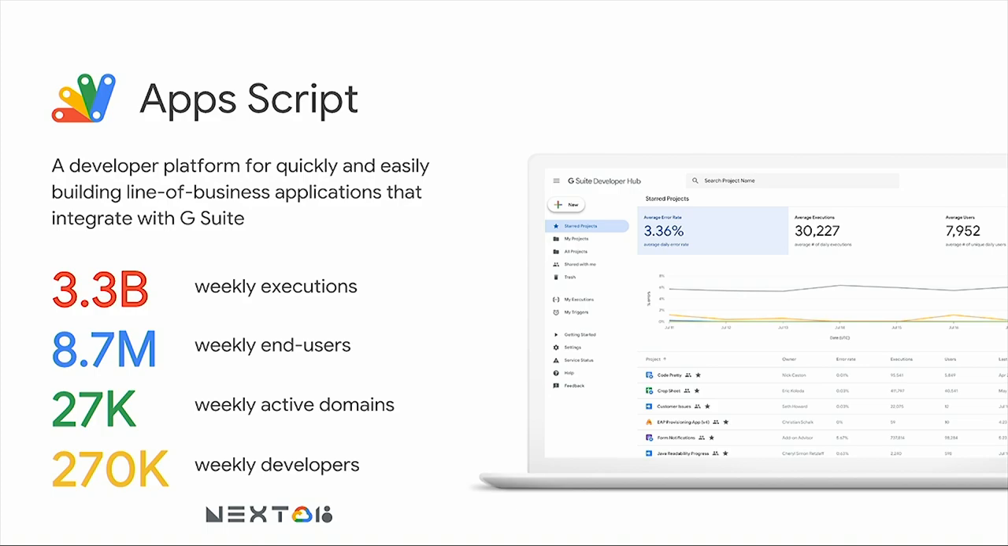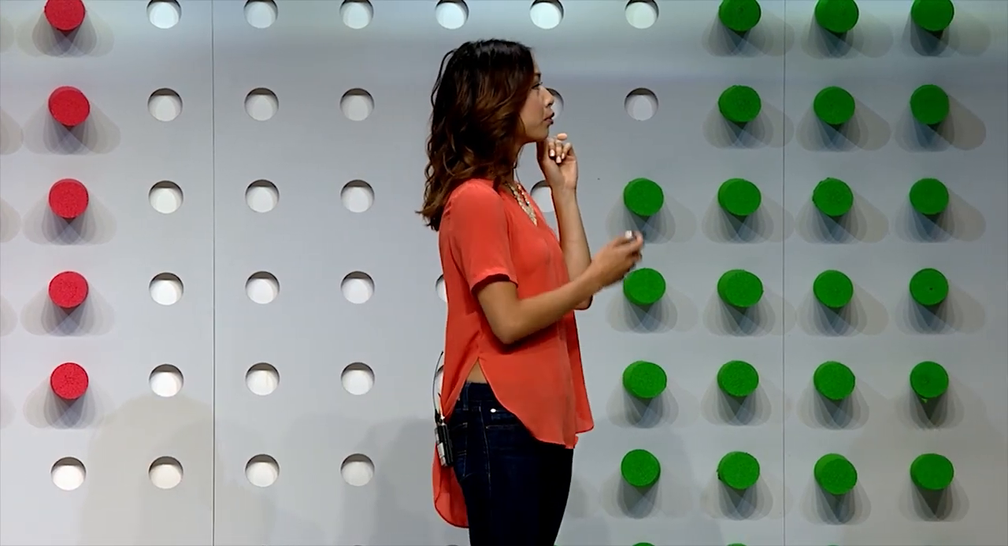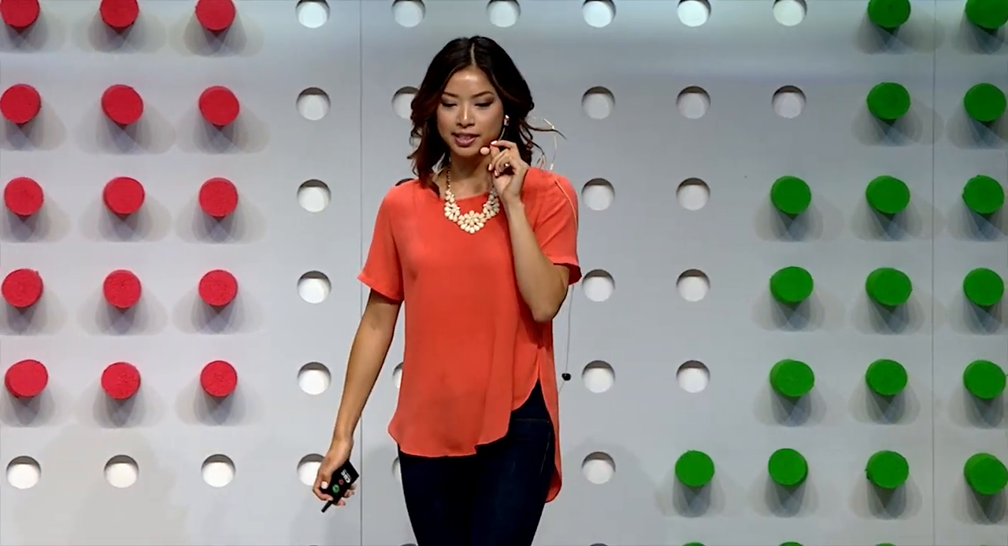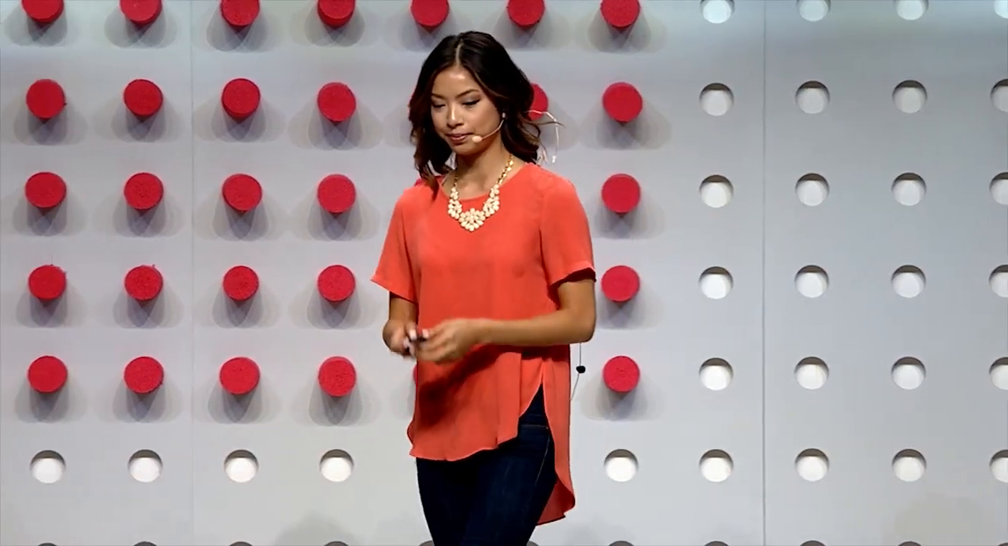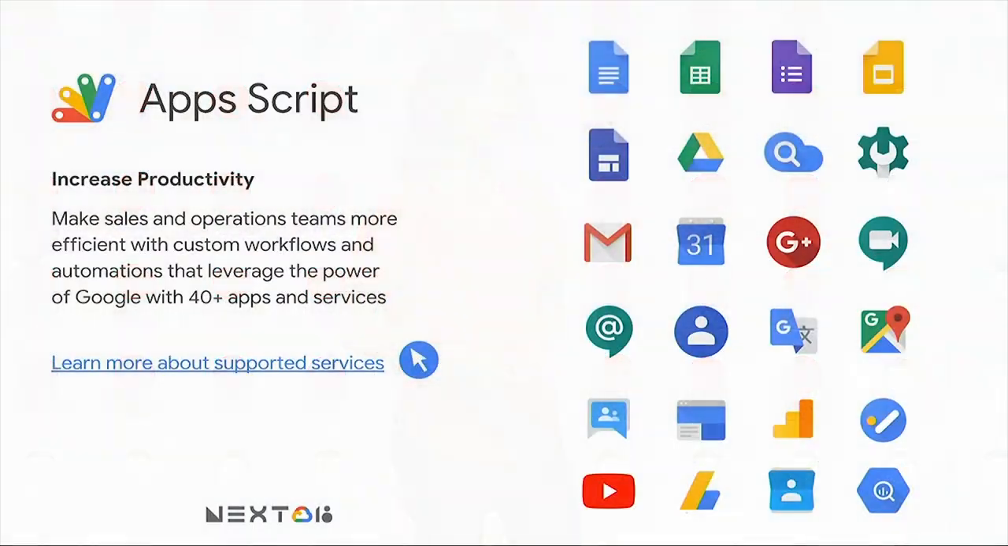And just to illustrate just how impactful app script is in the industry today, we actually have 3.3 billion weekly executions, 8.7 million weekly end users, 27,000 weekly active domains, and 270,000 weekly developers. App script allows you to integrate with over 30 G Suite and Google services and APIs. In addition, it also allows you to have access to additional utility services.